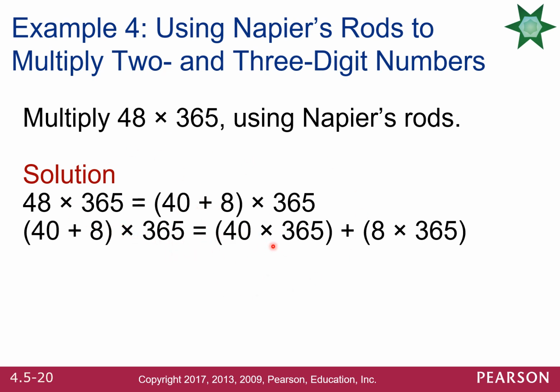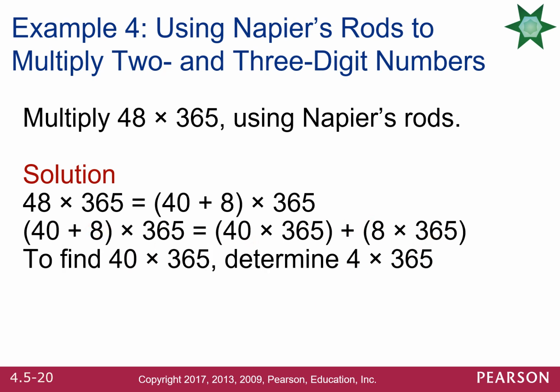So it's the same as saying 40 multiplied by 365 and 8 multiplied by 365. If you recall from algebra, there was a distribution property. If you have two values, addition or subtraction within brackets, then you have to distribute the value outside and write it as 40 times 365 for this example plus 8 times 365.